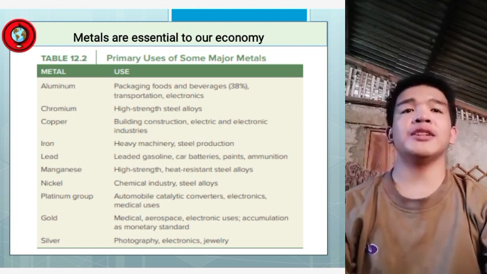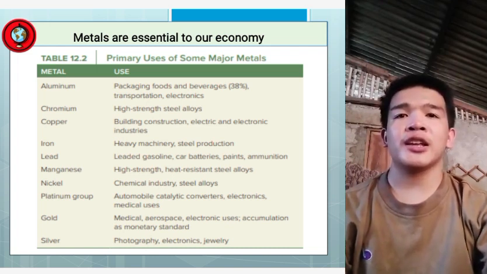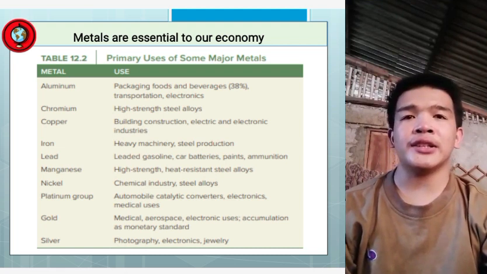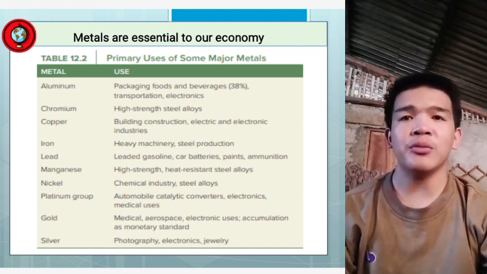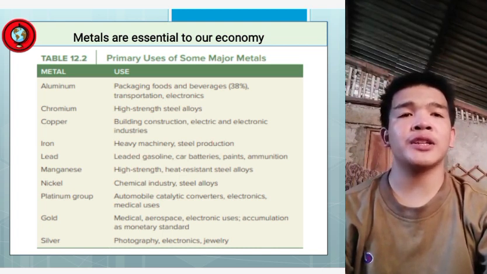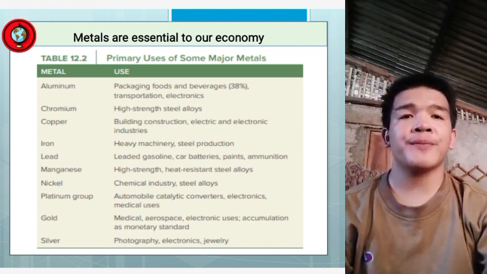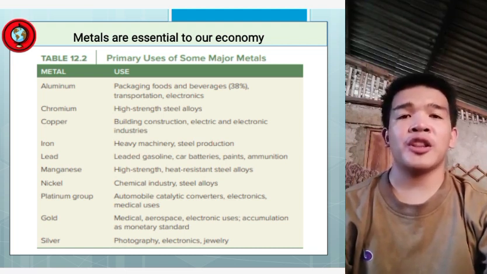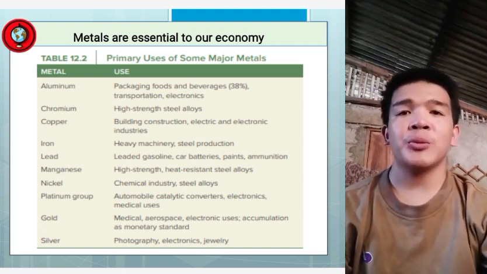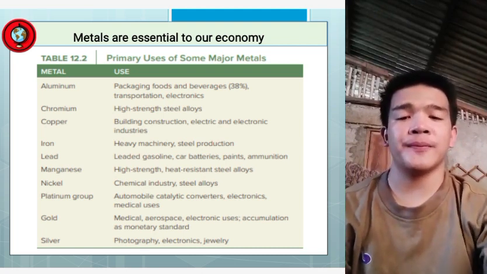Manganese: high-strength, heat-resistant steel alloys. Nickel: chemical industry, steel alloys. Platinum group: automobile, catalytic converters, electronic metal uses. Gold: medical, aerospace, electronic use, accumulation as monetary standard. Silver: photography, electronics, and jewelries.